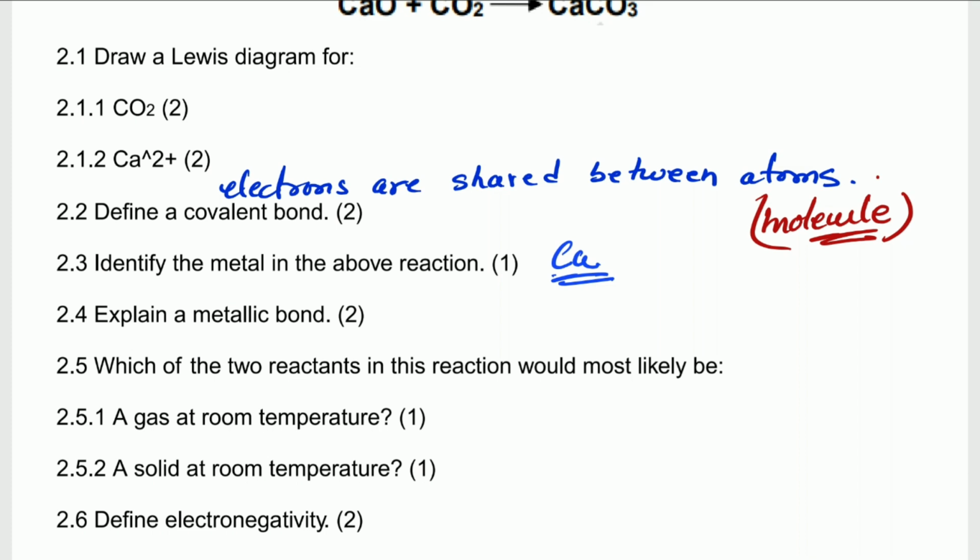If we write it here, I do have it at the front, it is the bond between positive ions and the delocalized valence electrons.